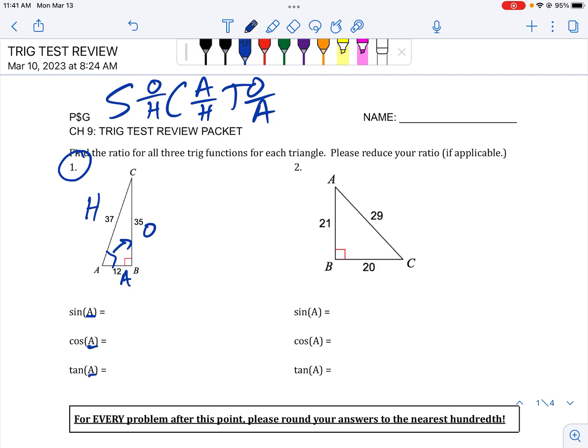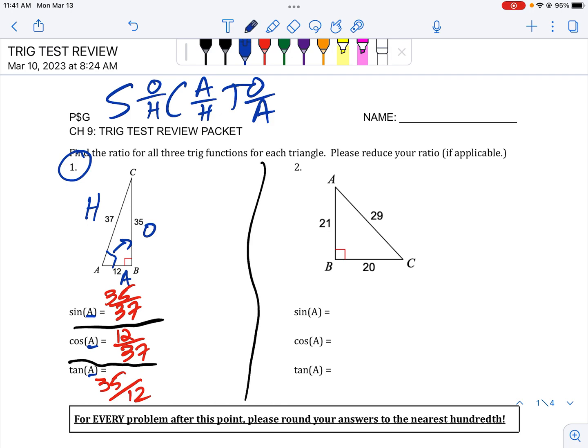Sine is opposite over hypotenuse. So for this problem, sine is O over H, which is 35 over 37. We're just asking for the ratio, so you just leave it like that. Cosine is A over H, so in this problem, it'd be 12 over 37. And then tangent is O over A, so 35 over 12. If you can reduce, do so, but if not, just leave it. And I can't reduce any of those.